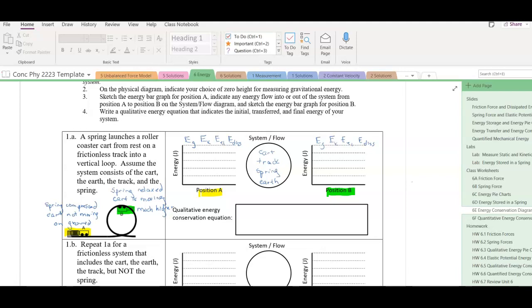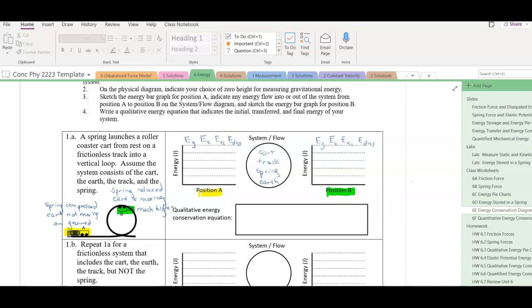We almost always include the earth in our system. The reason that we do that is so that we can talk about changes in gravitational potential energy without considering the work that is done by the earth exerting the gravitational force on the object. Okay, so in general, you will always include the earth in the system.